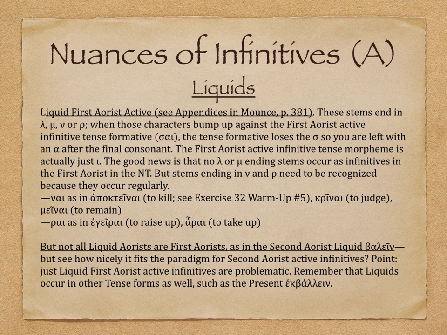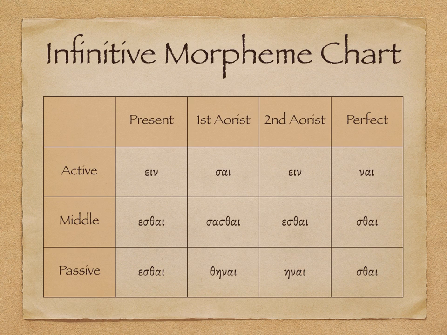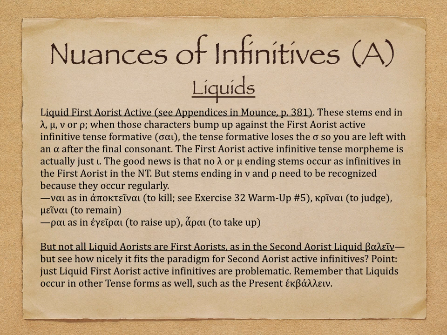The good news: the lambda and mu stems do not occur as infinitives in the first aorist in the New Testament. They're absent, but stems ending in nu or rho occur regularly. So nigh is a first aorist ending. If we go back a slide or two, look at that first aorist active. It's psi, but it becomes nigh when that sigma drops out, and we are left with just the stem and the alpha iota ending. Apokteni, krini, meni.